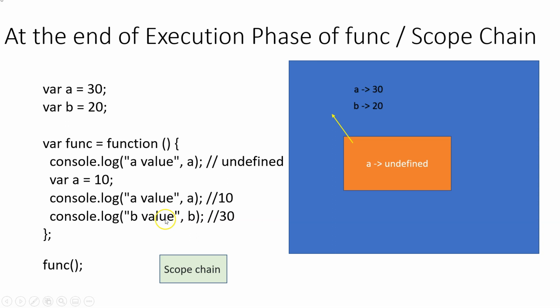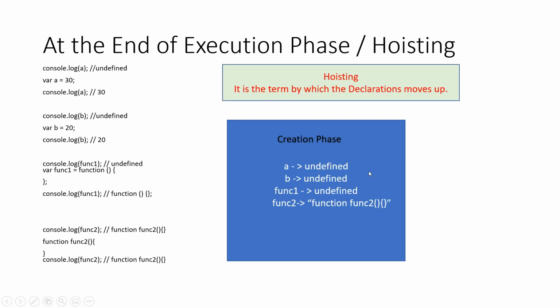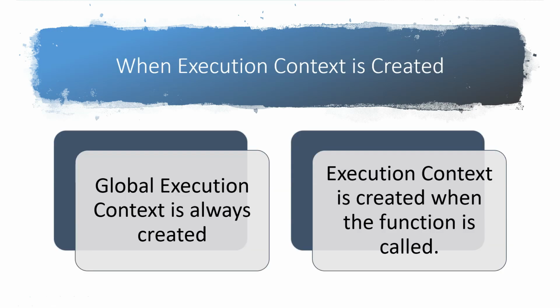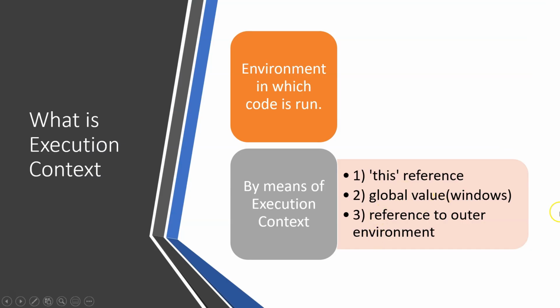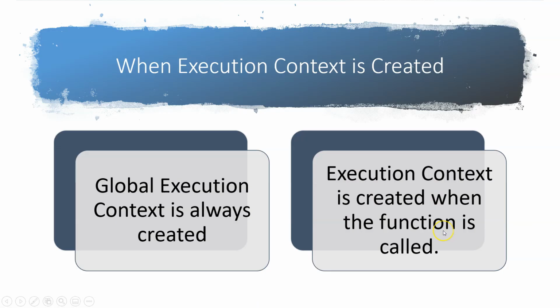Next, coming to the interesting part, if you try to print b, what will happen? b is not present in this execution context, right? So what will the JavaScript engine do? As we saw in the previous slides, the execution context also provides a reference to the outer environment.